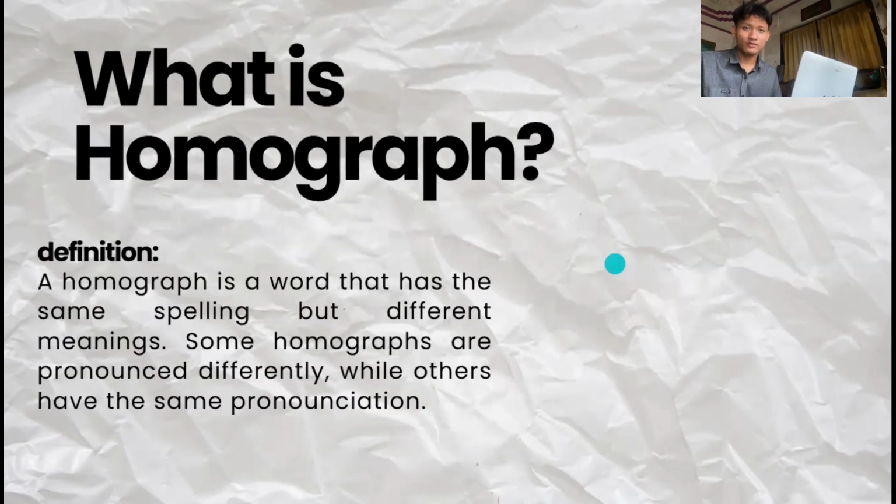Okay, what is a homograph? The definition of a homograph is a word that has the same spelling but different meanings. Some homographs are pronounced differently while others have the same pronunciation. A homograph can be challenging for English learners because one word may have different meanings. If learners only know one meaning, they may misunderstand a sentence. That's why learning vocabulary through context is very important. Okay, next.